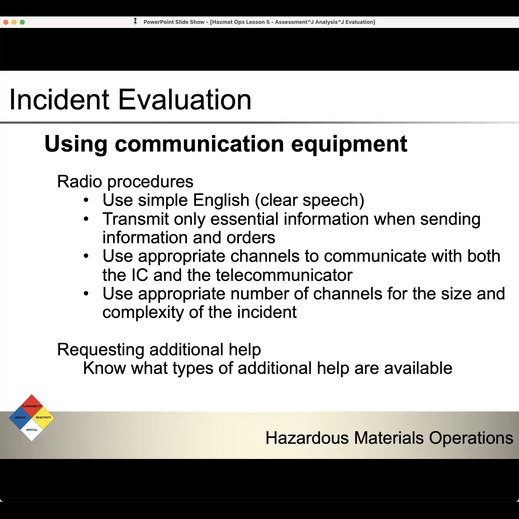And then requesting additional help. Know what types of additional help are available. Like I said, Madison County has a hazmat team. We have a rehab unit with emergency management. They can be helpful. We do not have a tech rescue team. They've been talking about that for years. Right now, we just call specific departments that have the equipment and the trained personnel. You can contact the EPA. They'll give you information. They won't come out and help you dike, dam, or divert, but they'll help you with some technical information.